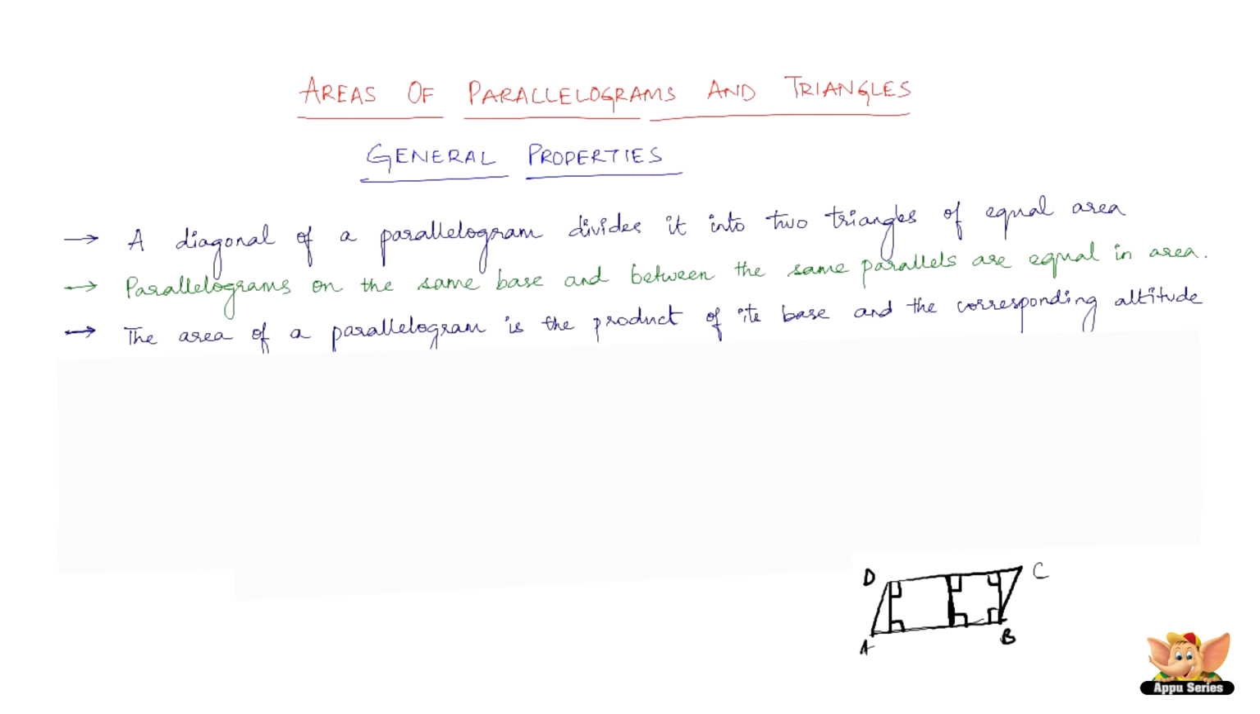So I'll read it again. The area of this figure is nothing but the product of its base and altitude. That is, if AB is 10 centimeters and the altitude is 5 centimeters, the product would be 10 into 5, which is 50 centimeters square. So that is the area of the parallelogram.